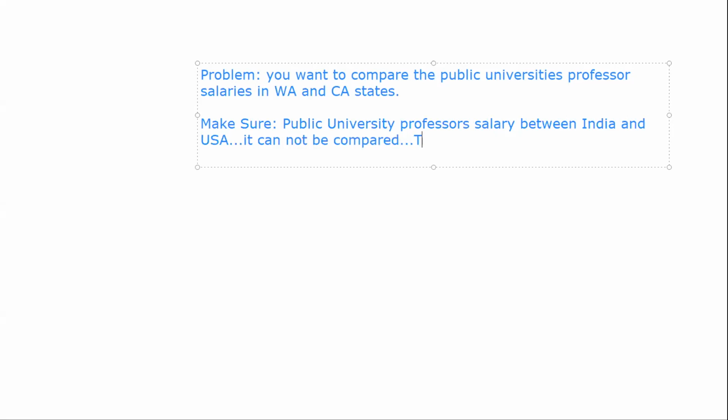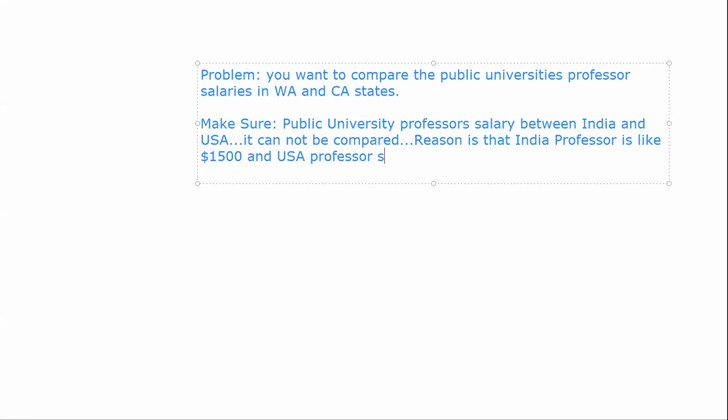The reason is that an Indian professor's salary is like $1,500, and a US professor's salary is about $10,000 per month. So that cannot be compared.